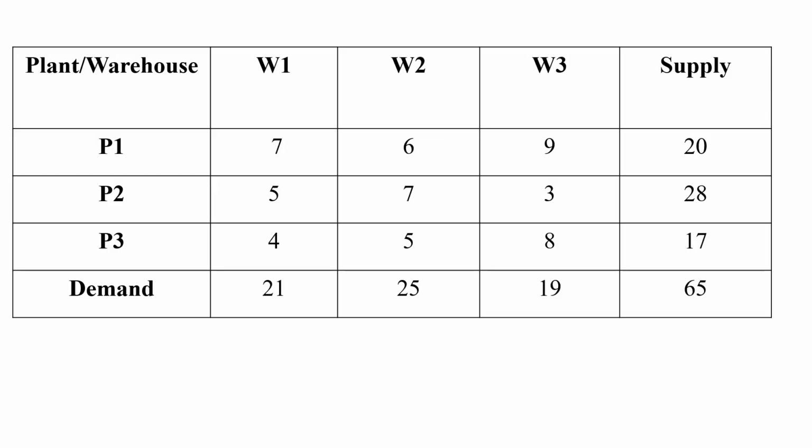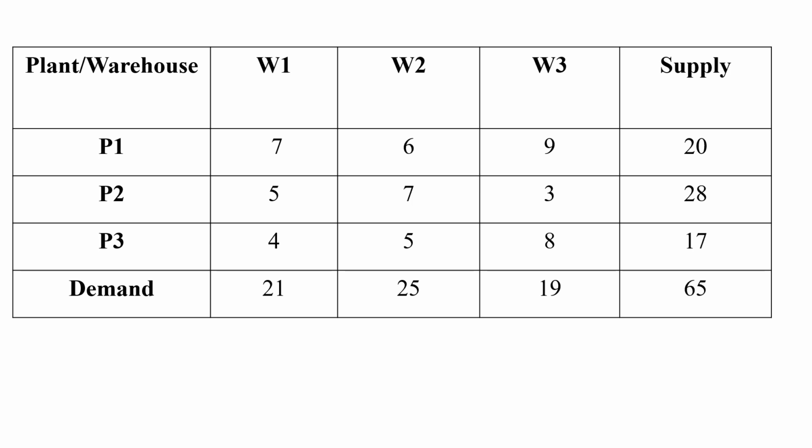Dear students, as described, there are 3 plants and 3 warehousing systems. Plant 1, plant 2 and plant 3 supply 20, 28 and 17 units of the product to the different warehouses, that is the supply, and the warehouses also have demand, that is 21, 25 and 19. In this way, total supply is 65 and total demand is 65, and all are matching.